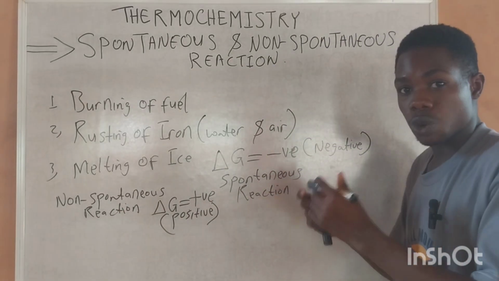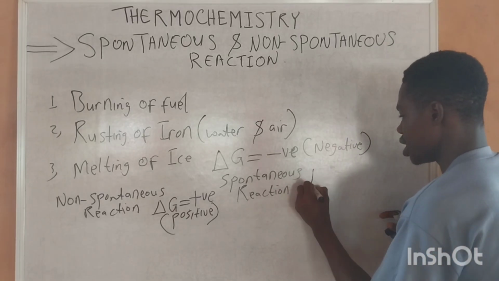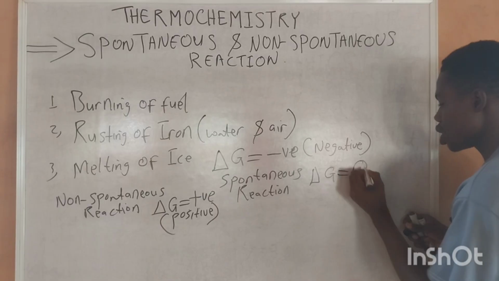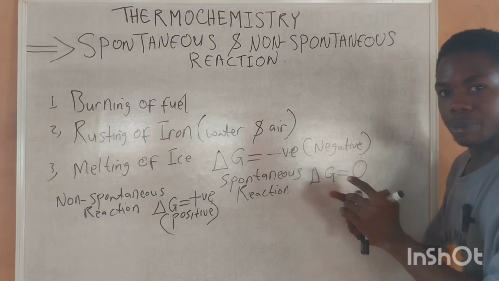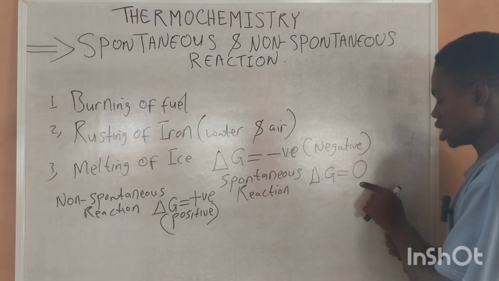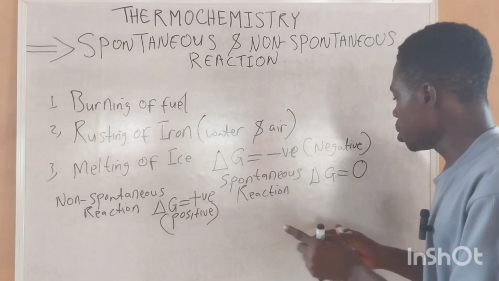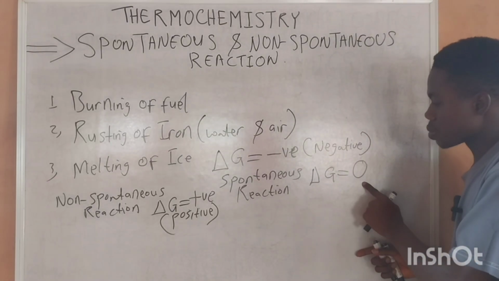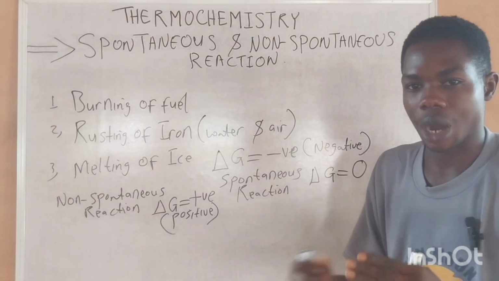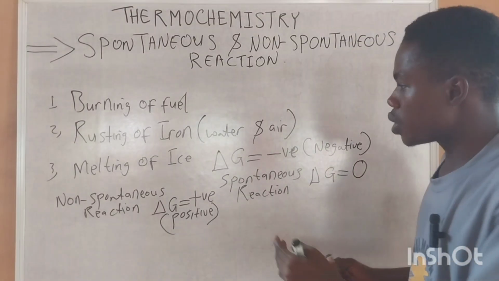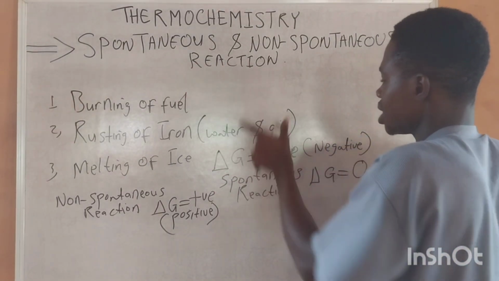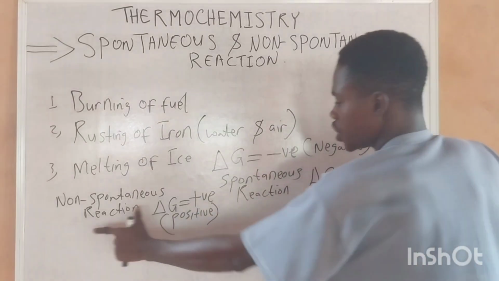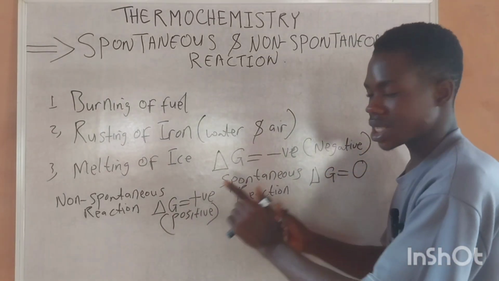Whereas in equilibrium, delta G is equal to 0. So please take note of this. During equilibrium, this delta G, which is the Gibbs free energy, is 0, because the two forms of a substance are being balanced. But in the spontaneous reaction, delta G is negative, while in the non-spontaneous reaction, delta G is positive. So you should please take note of this.